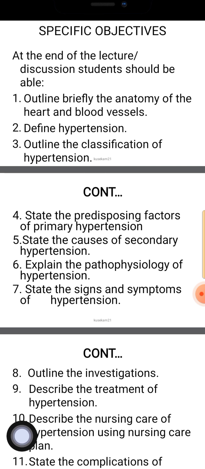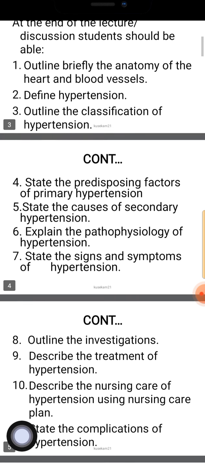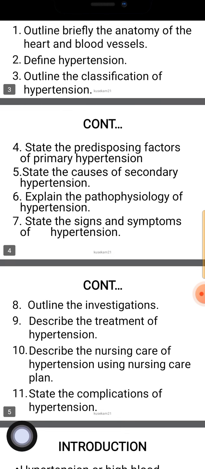Then we have defined hypertension as an elevated and sustained arterial blood pressure, which is elevated due to some other factors. There may be systolic hypertension or diastolic hypertension, or both.